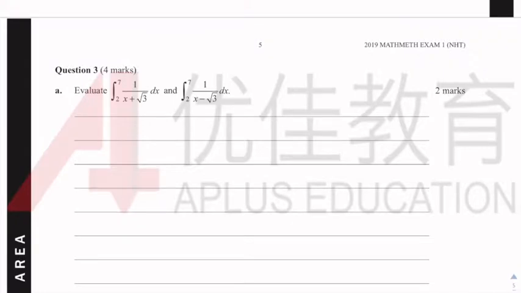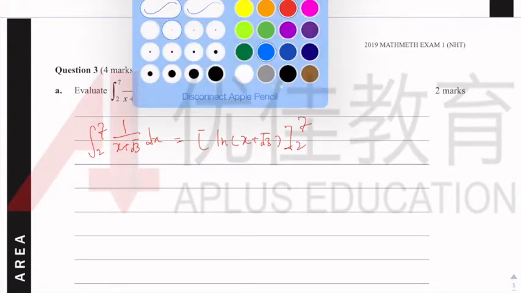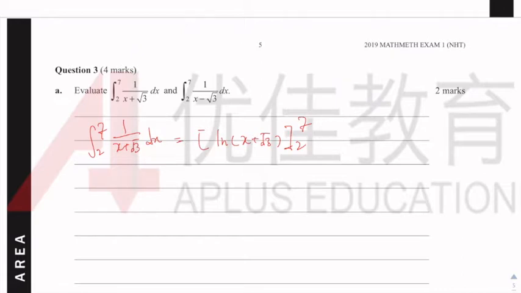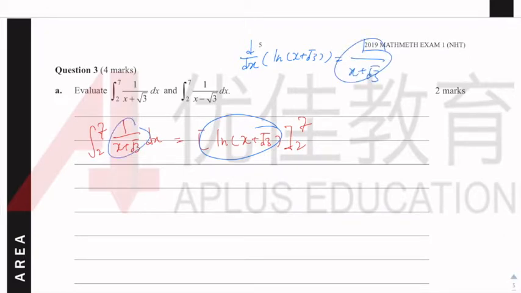Question 3. We want to evaluate both of these integrals. So the integral from 2 to 7 of 1 over x plus square root of 3 dx is ln of x plus square root of 3, from 2 to 7. You can always double check your answer by differentiating. So let's differentiate ln of x plus square root of 3. That's 1 over x plus square root of 3, so this is correct.